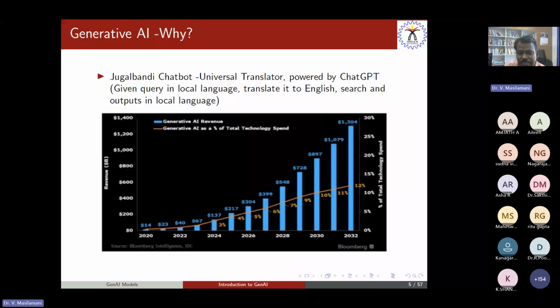See, one of the examples of this generative AI is to translate the text given in one language to text given in another language, right? The chatbot called Jugal Bandi chatbot is called the Universal Translator. It is powered by ChatGPT. And what it does is that given a query in a local language, let's say in Tamil, it is translated to the corresponding sentence in English, right?